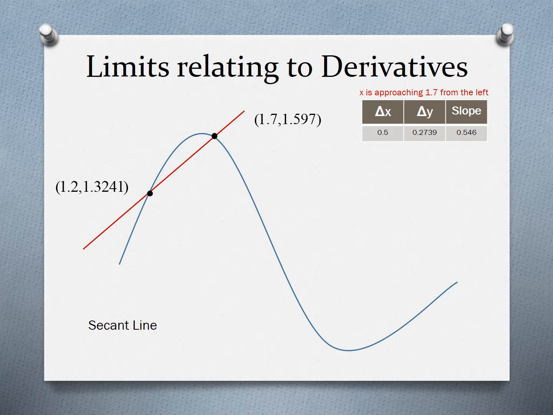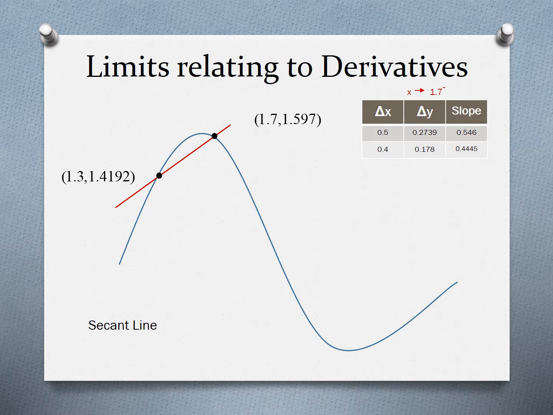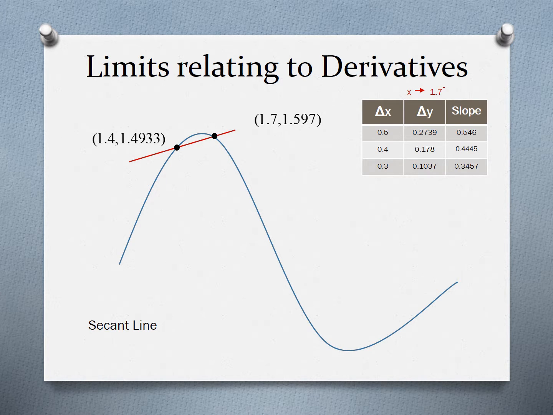I'm going to start approaching my original point. I now have a secant line. This secant line is only going to become a tangent line in one instant, when I just barely move that line and it becomes a tangent line. So right now it's a secant line. I can measure the change in x, the change in y, and calculate the slope. I'll do that again. I'll get closer. I'll continue to get closer and closer and closer. I still have a secant line all the time. I'm coming in from the left.